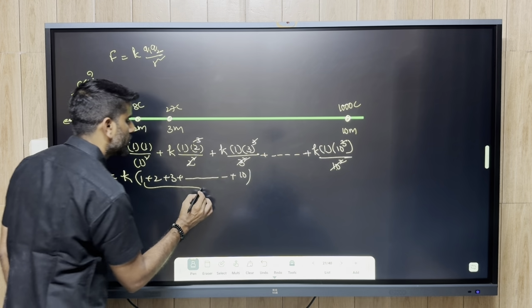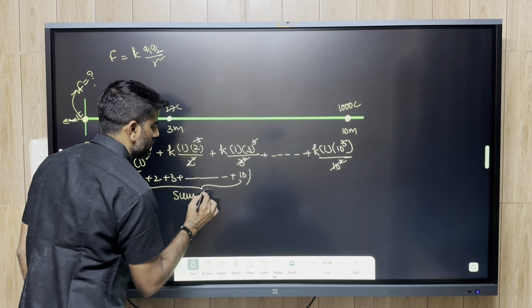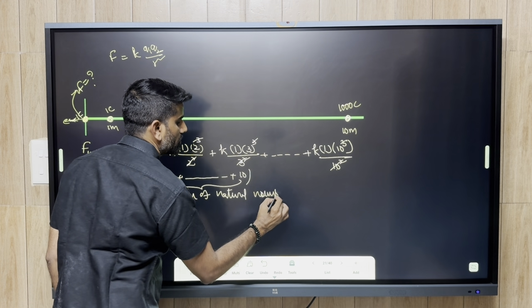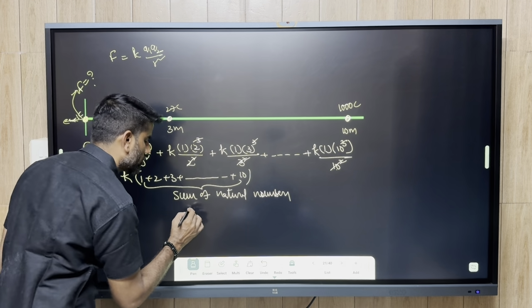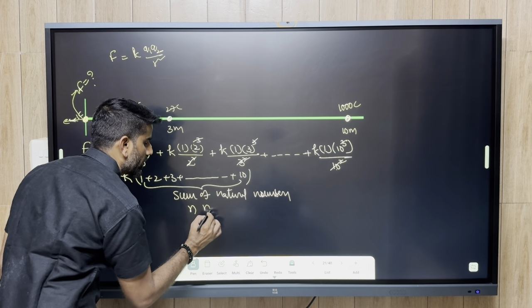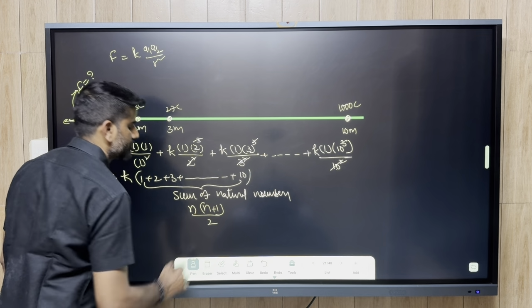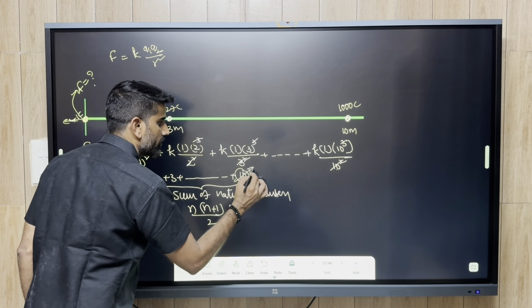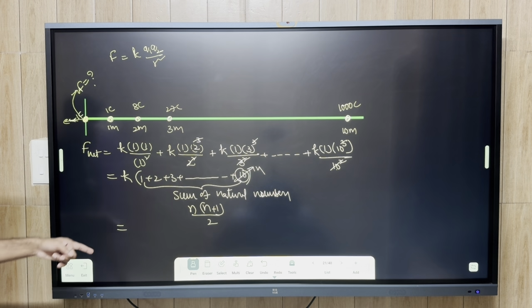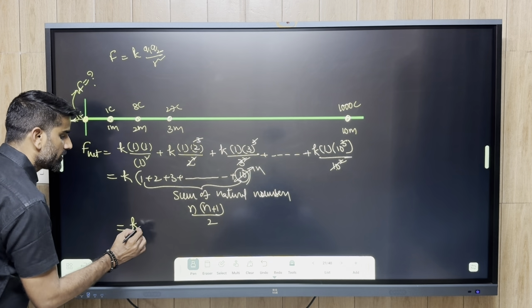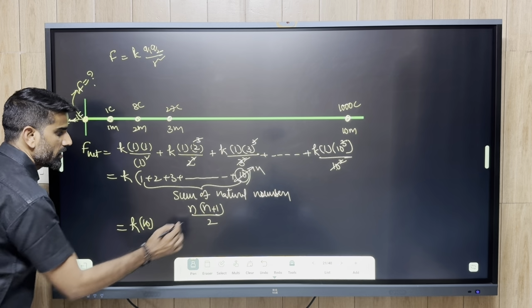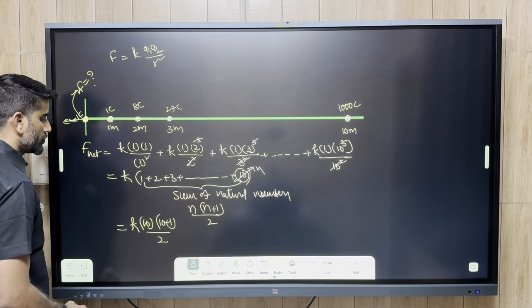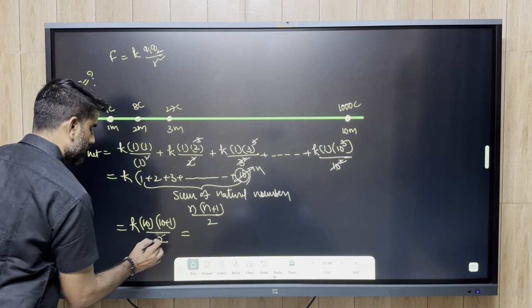It is simply the sum of natural numbers. And the sum of natural numbers formula I know, n into n plus 1 by 2. If I apply the same equation, this 10 is nothing but n. If I use this relation, k times n means 10, and n plus 1, 10 plus 1, by 2. What am I getting?